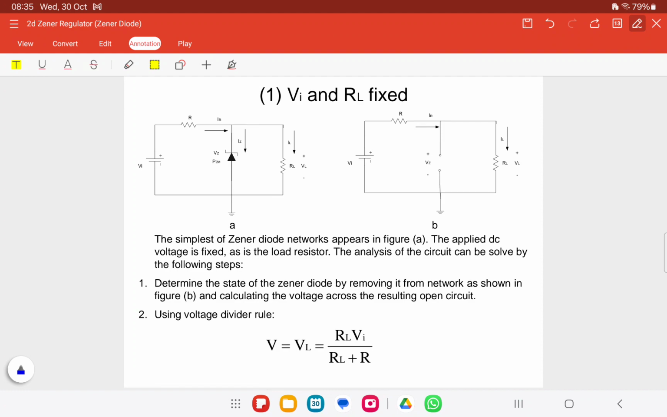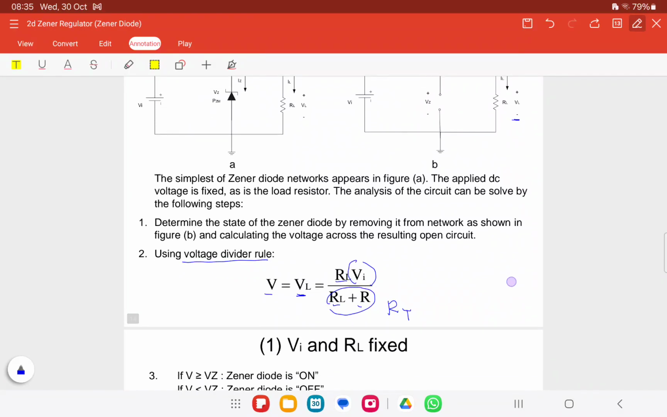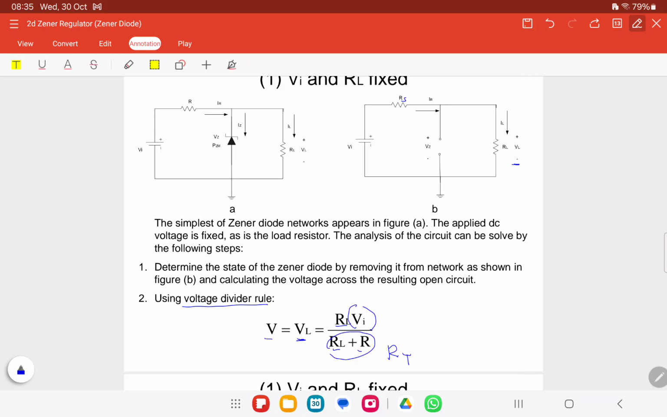Okay, whether the Zener diode is on or not, we use this voltage divider rule. Okay, V equals to VL. VL is the voltage at the load, equals to RL over RL plus the RS. Whether it's RS or another resistor, this bottom part is the total resistance, right? And then multiply with the voltage source. Okay, now you get the voltage at the load. Simple, right, voltage divider rule.